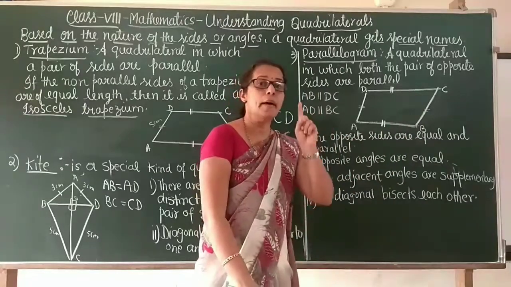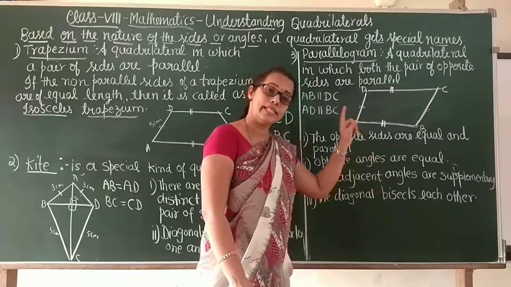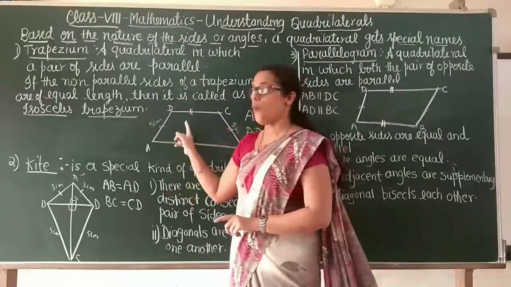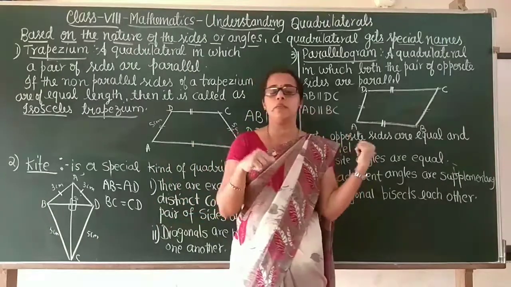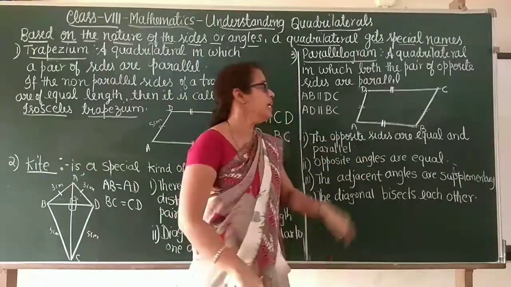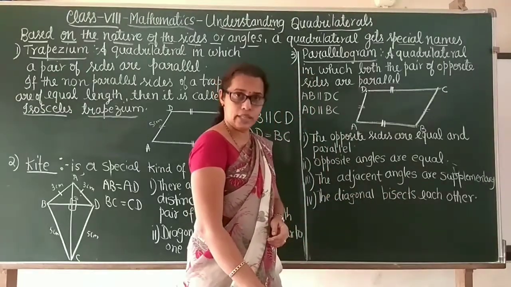Both pairs of opposite sides are parallel means it is a parallelogram. Only one pair of opposite sides parallel means it is a trapezium. That's the difference between these two figures. Can you make out, children? Now see, what are the other properties a parallelogram has?